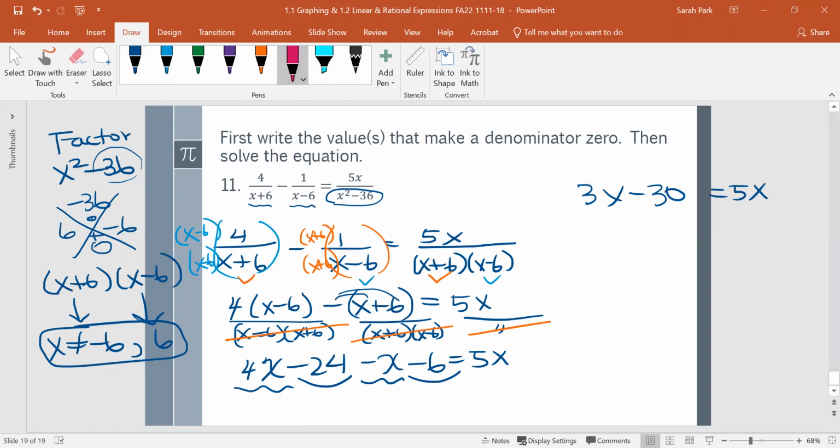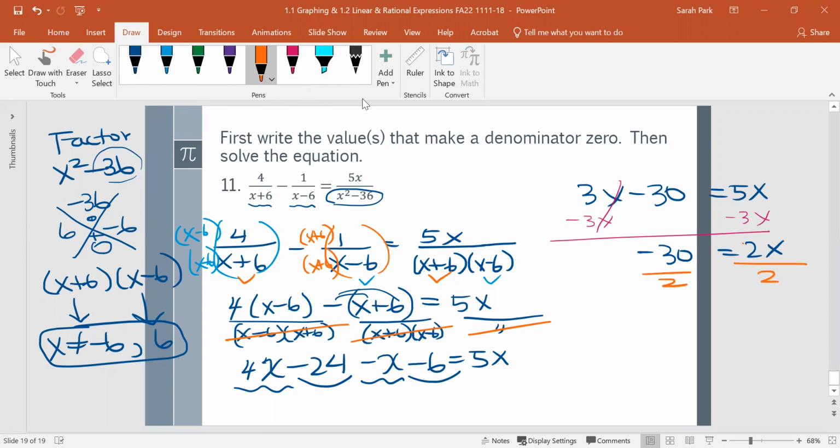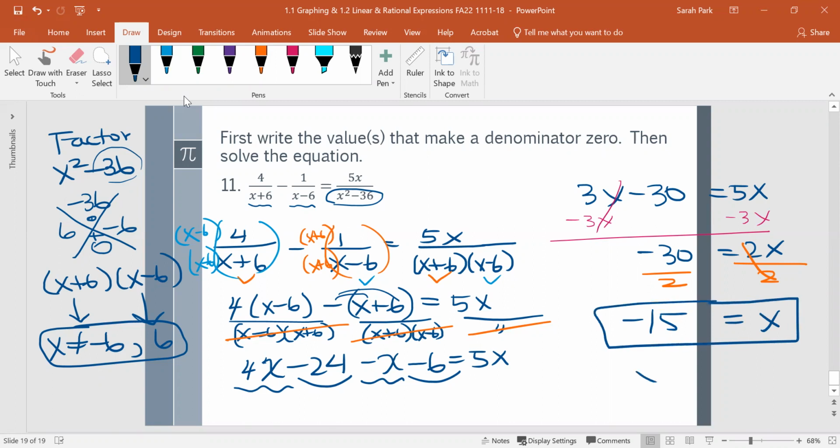Let's see, from here, what can we do? We can subtract the 3x over to collect all the x terms together. We get negative 30 equals 2x. And then finally, we divide both sides by 2 and get negative 15 equals x. Or x equals negative 15, same thing.